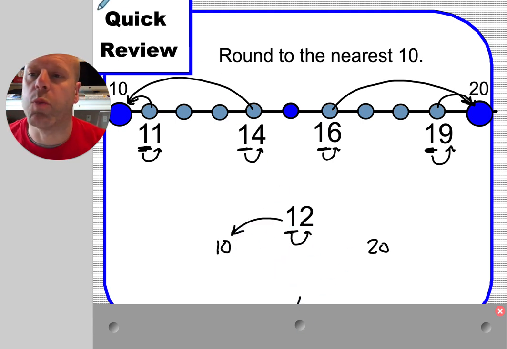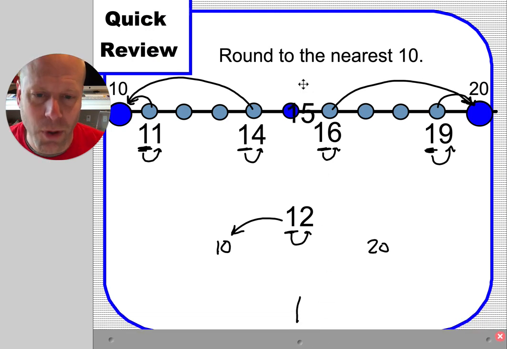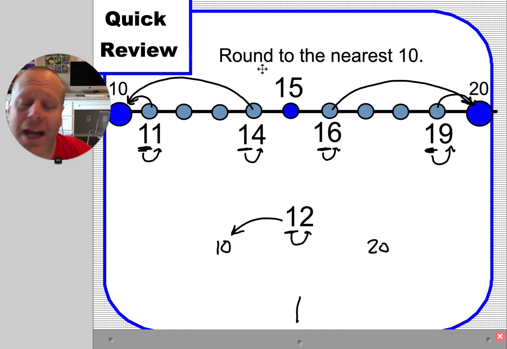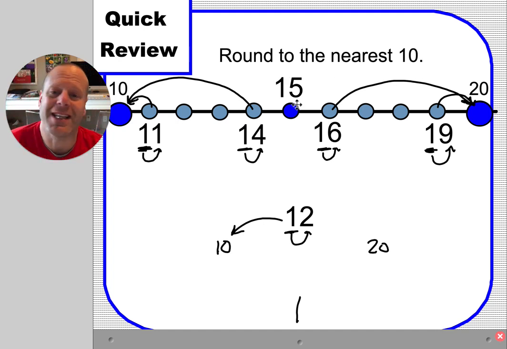And then there is one stumper, and I always save it to last. I think you probably could already guess what it is. It is this number right in the middle. Right? It doesn't really make sense to go either which way. It doesn't make sense to go down. It doesn't make sense to go up. It just is in the middle.